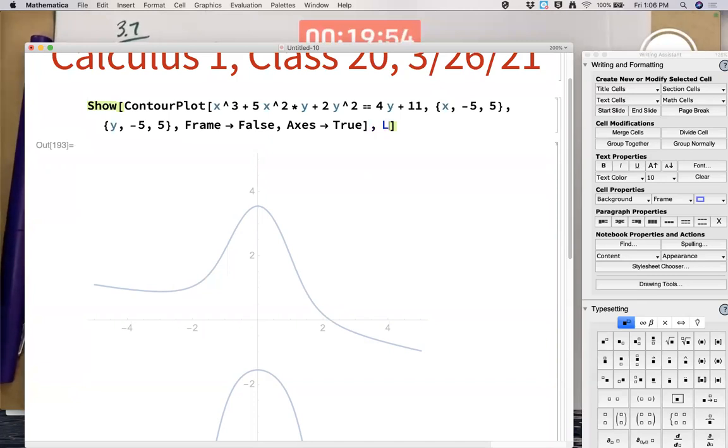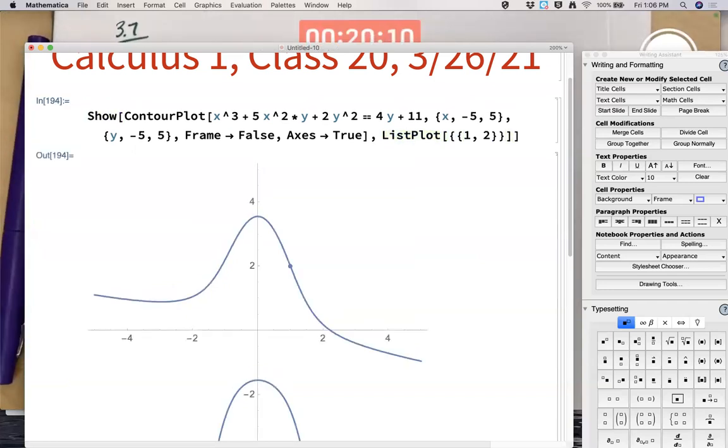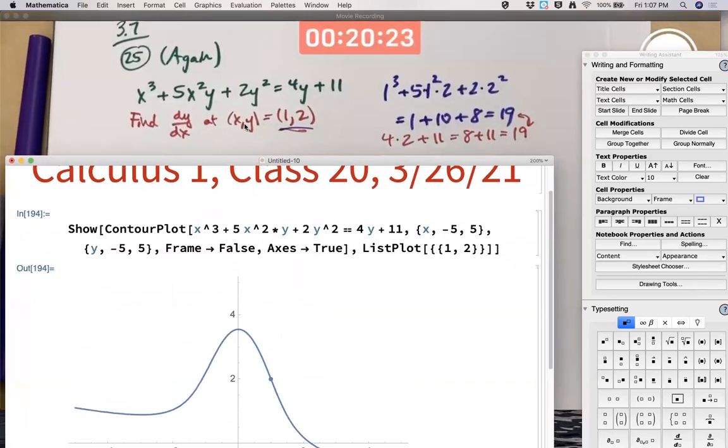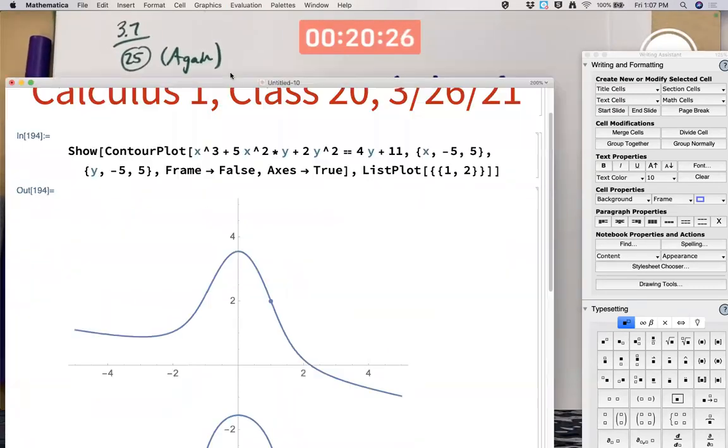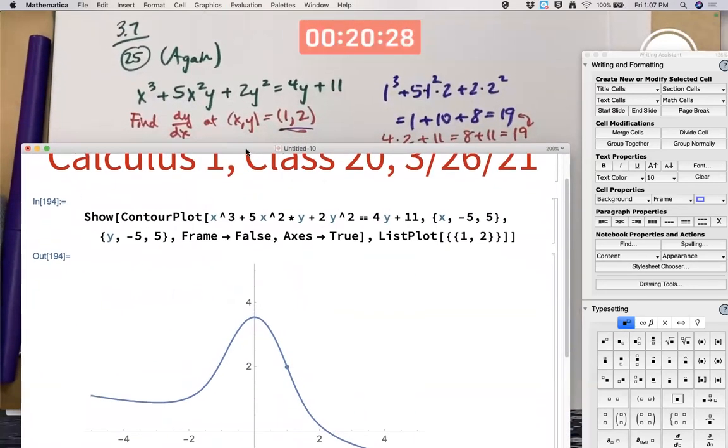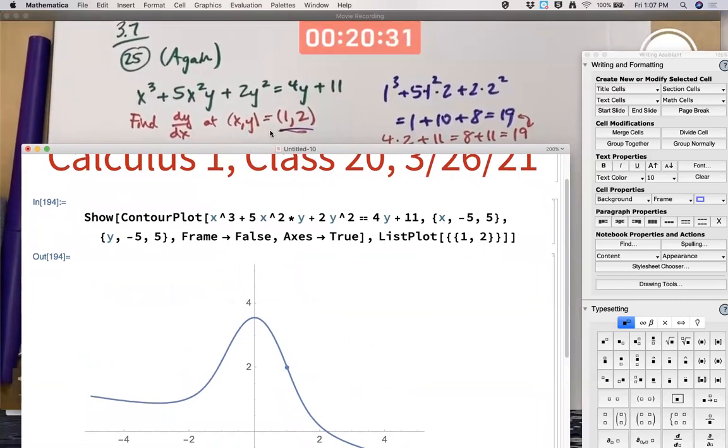Probably the simplest thing to do is what's called list plot, capital L, capital P. And notice the ContourPlot is a capital C and a capital P. The capitalization is essential. And inside double curly braces, I'm going to put 1, 2. There it is. There's my point 1, 2, and you can see it's on the curve. We've confirmed visually that it is on the curve. We want to now find the slope of the curve at that point. It's on the top curve, not the bottom one. That's fine. We want to find dy dx at that point.